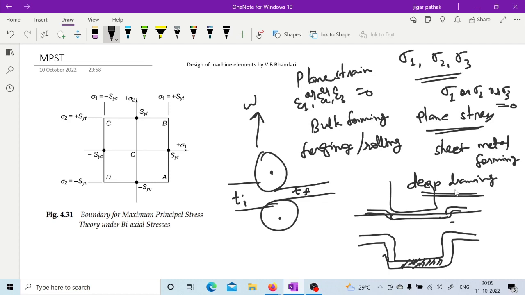So this rolling and deep drawing will be considered as the plane stress, isn't it? No. Deep drawing is plane stress. Rolling is not plane stress. Rolling will come under, I guess, plane strain, because it is a bulk forming operation.